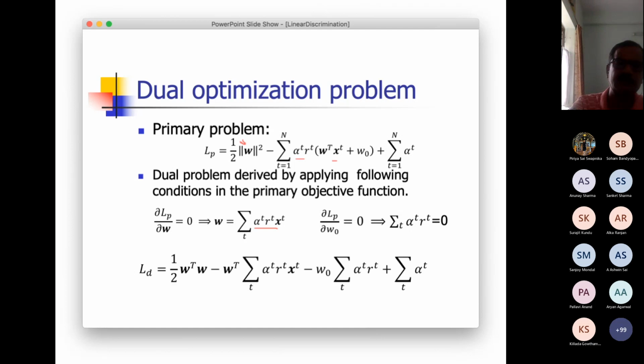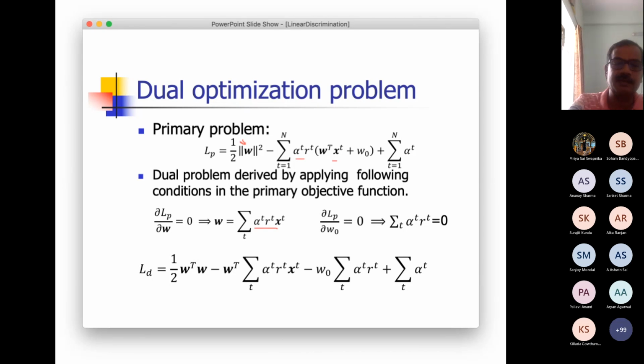So in the dual form, you get this. You can simplify it in this way. Still we have not replaced anything. We have just simplified or expanded the expression of LP.